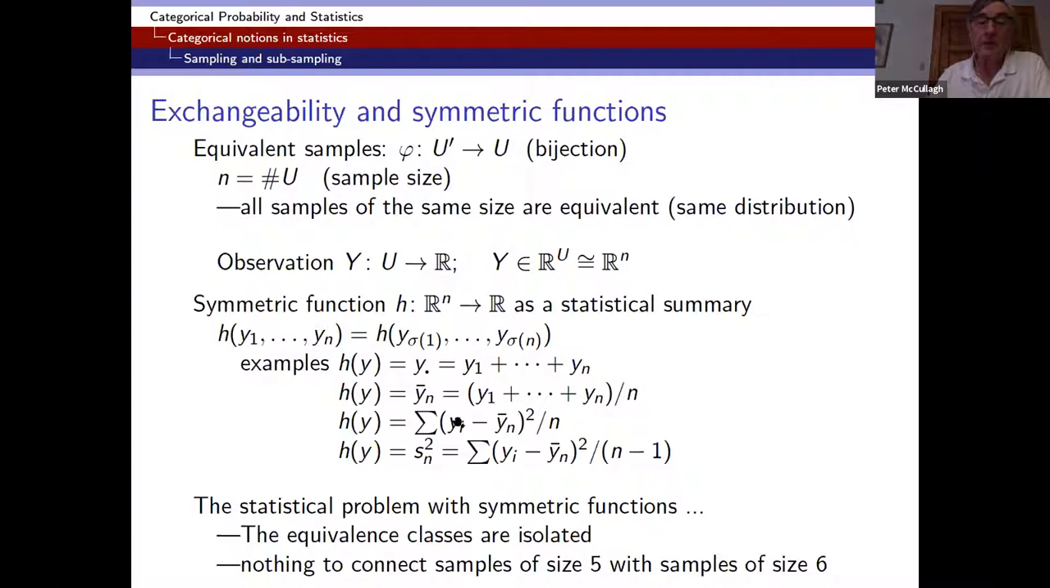But the problem with symmetric functions is that the symmetric group just acts on sets of a given size, and there's no connection between the group acting on samples of size n, and the group acting on samples of size n plus 1, and so on. So these equivalence classes are just isolated by the sample sizes, and there's nothing to connect samples of size 5 with samples of size 6 with samples of size 60.